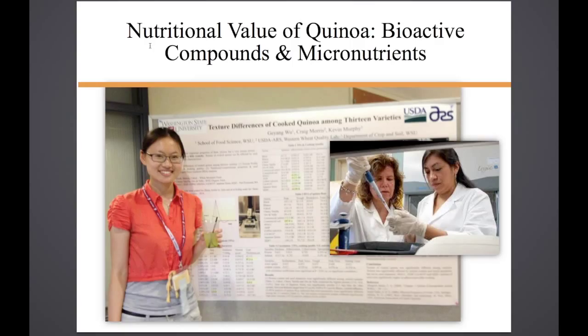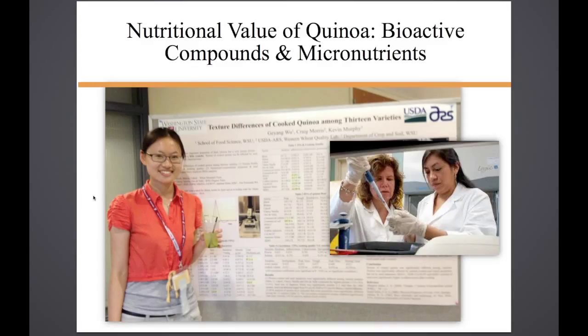I'm not going to talk much about this now. We've got two students. This one here, Geang Wu, is working on texture and micronutrient concentrations of different quinoa varieties. So really interesting research. And then Rocio over here with her PI, Juliana Norato. They're both from Peru but work at WSU. They're working on bioactive components and their effect on obesity in quinoa. So there's a lot of research we're doing there.